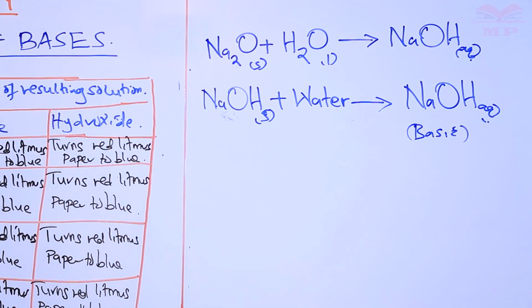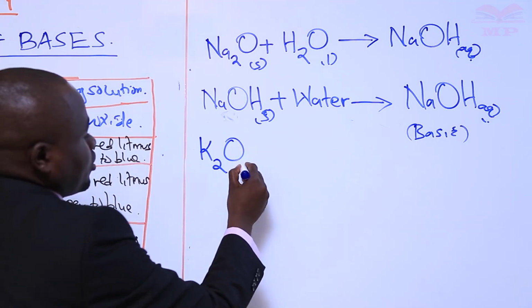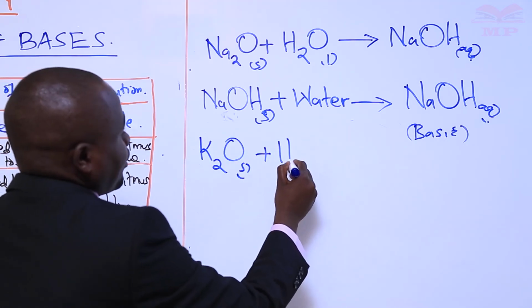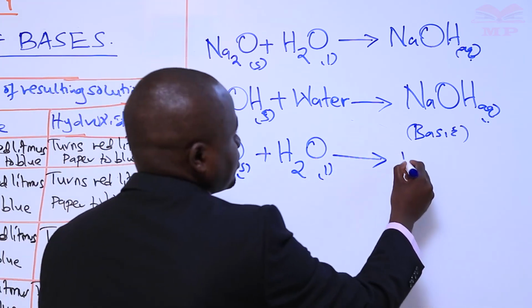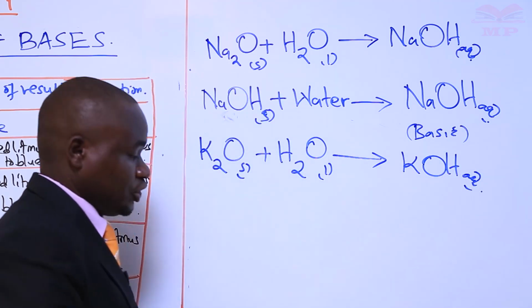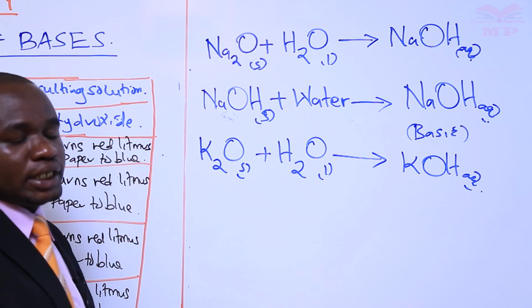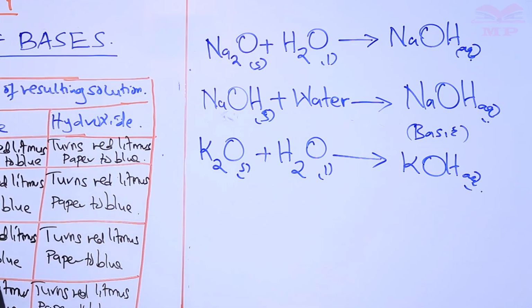The same applies to potassium, magnesium, as well as calcium. So for the case of potassium, this will be the equation: potassium oxide reacting with water, we shall form potassium hydroxide. Potassium hydroxide is our basic substance that will turn the red litmus paper to blue.